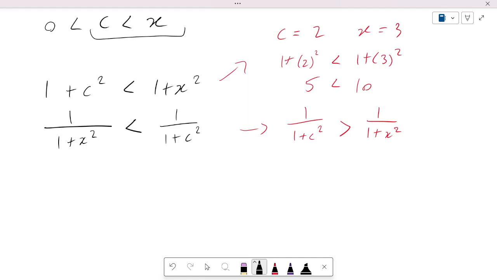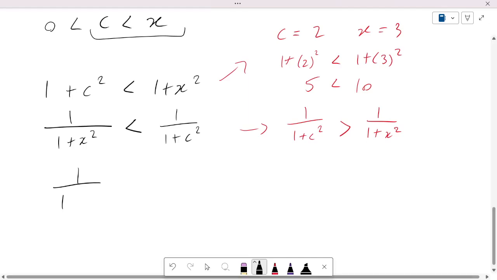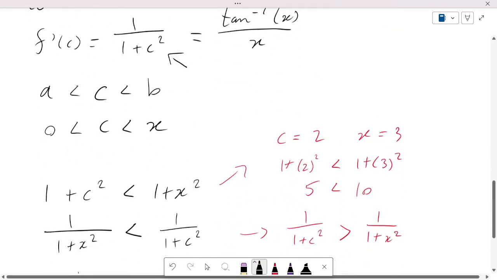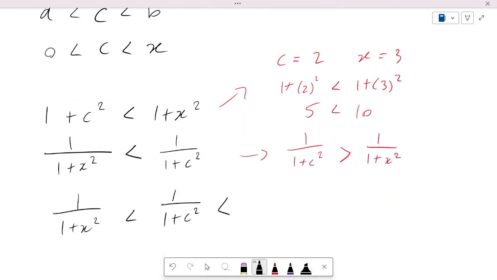So we need to actually complete this inequality. Now I'm going to write it like this: 1 over 1 plus x squared less than 1 over 1 plus c squared is going to be less than. Now, how do we find these values? Let's look at the inequality we looked at in the beginning, over here. We're going to look at this over here.